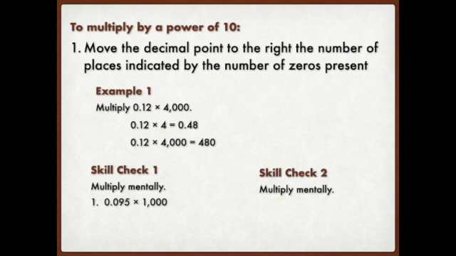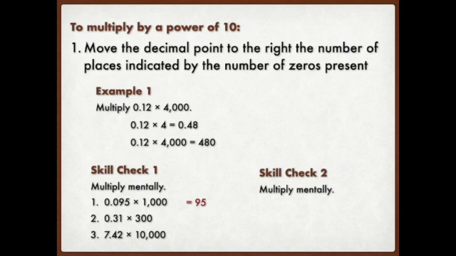Let's go ahead and focus on the first one. 0.095 times 1,000. Well, we know any number times 1 is the same number. So it's going to be 0.095, and then we're going to move the decimal place over 3 spaces because of the 3 zeros. And that will give us 95. So we move the decimal point over 3 places because of the 3 zeros. Let's look at number 2 and number 3.